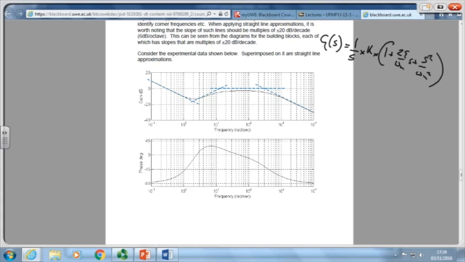There's my second order lead. What's omega n? Well, omega n is where the two lines intercept, which is 2 radians per second. Okay, I'll talk about zeta later. I can estimate zeta as well, but I'm going to pass that over. Where's the next corner? Or rather, what's the change in slope at the next corner?